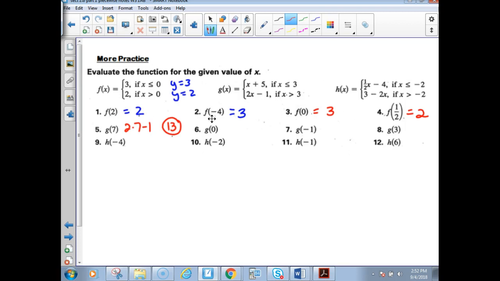G of 0. The value 0 is less than 3, so you're going to use the first equation. So you'd be doing 0 plus 5 and get 5. Okay, please do 7 and 8.